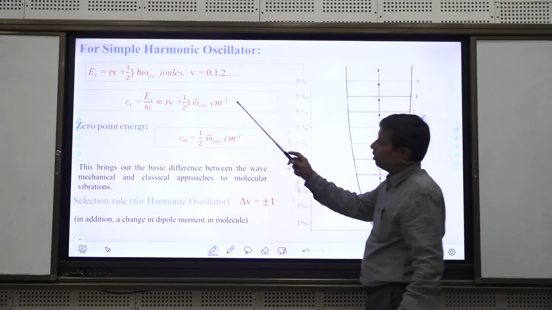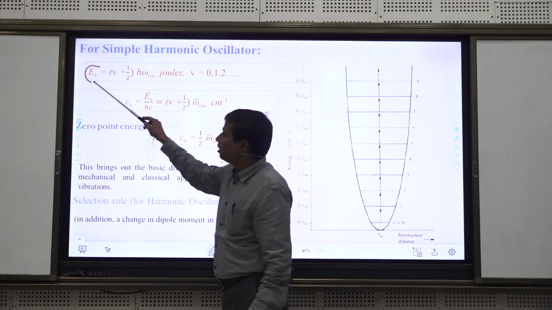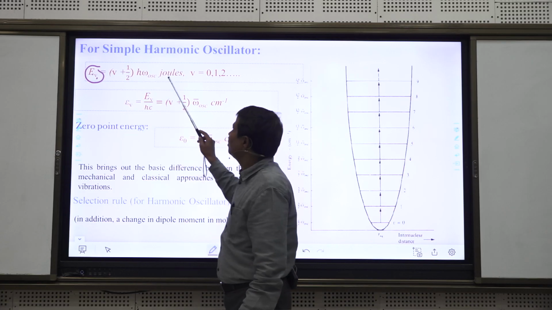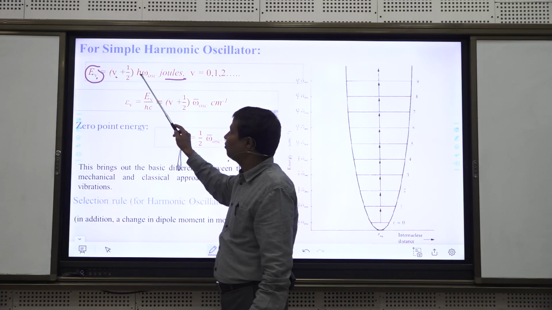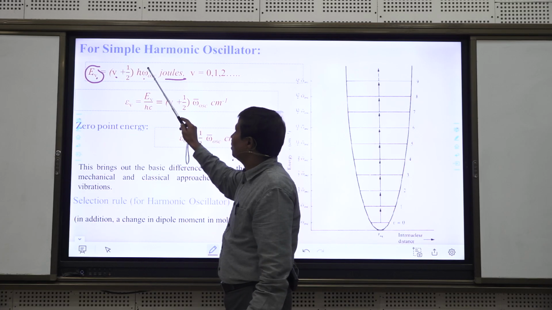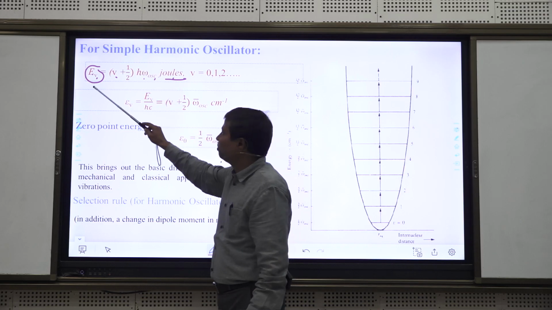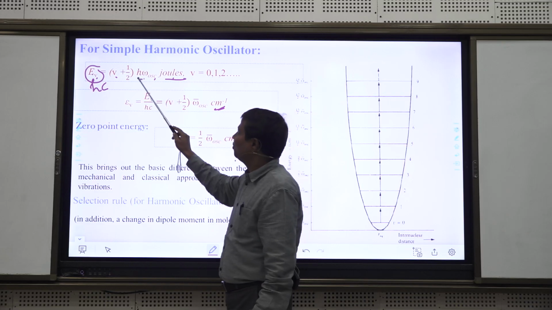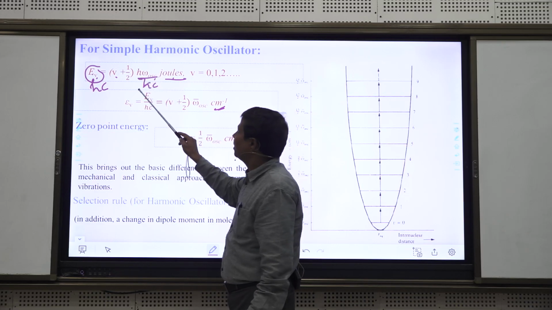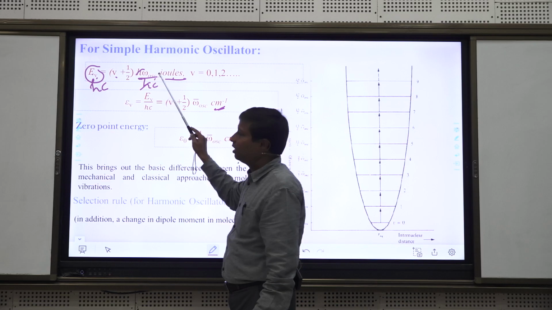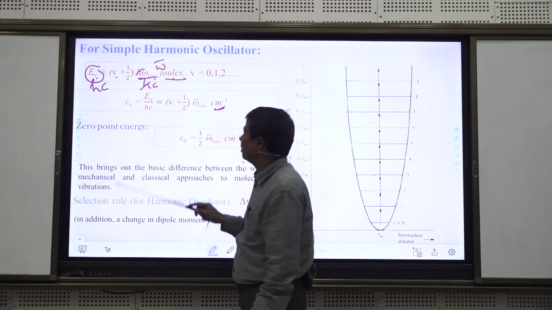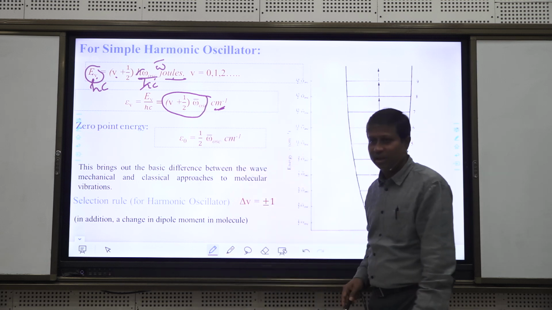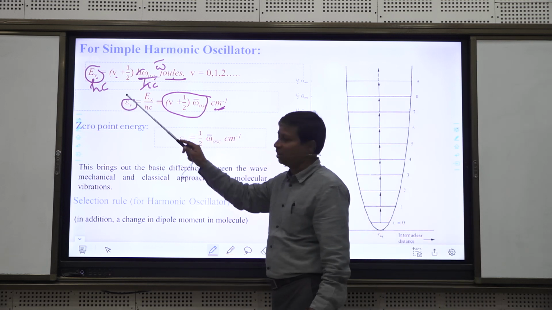First it gives you the expression E_v, capital E, v stands for vibrational. So E in joules is (v plus half) h omega osc. This is in joules; you divide it by hc, then it will be in centimeter inverse. If you divide by hc, omega by c means omega bar. So you have the expression (v plus half) omega bar. This is the energy level expression.